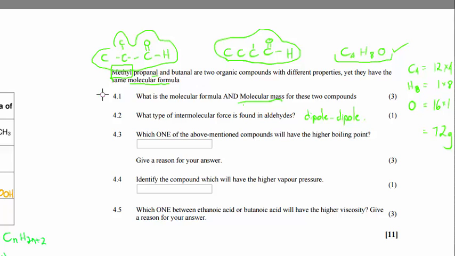Give me the reason now: why would butanol have a higher boiling point than methyl propanol? Because it doesn't have a branch.